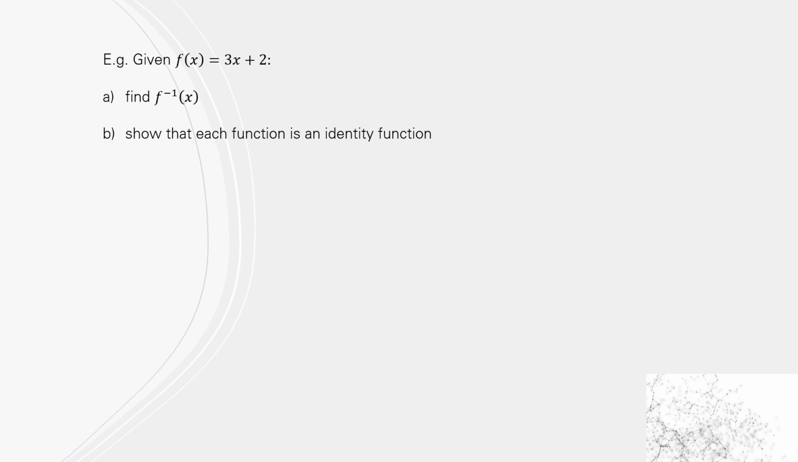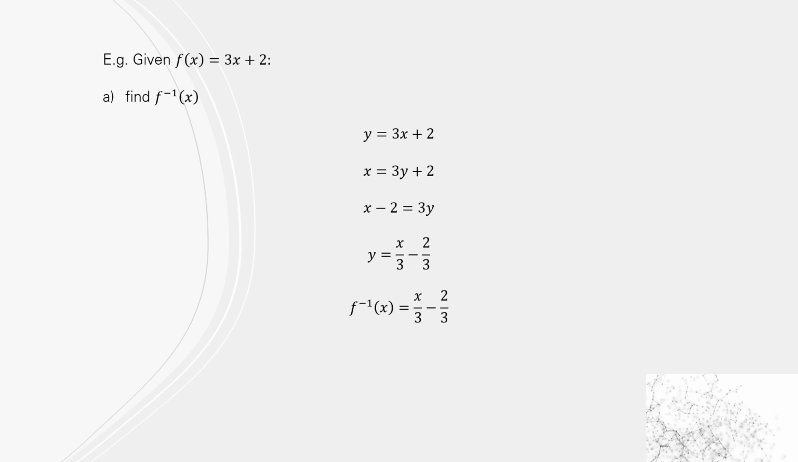So let's have a look at, given a function, how we find the inverse and show that each function is an identity function. So one is an inverse or the identity of the other. So start with y equals 3x plus 2, interchange your x and your y, solve for y. So subtract the 2 and divide by the 3. So that's the inverse function.